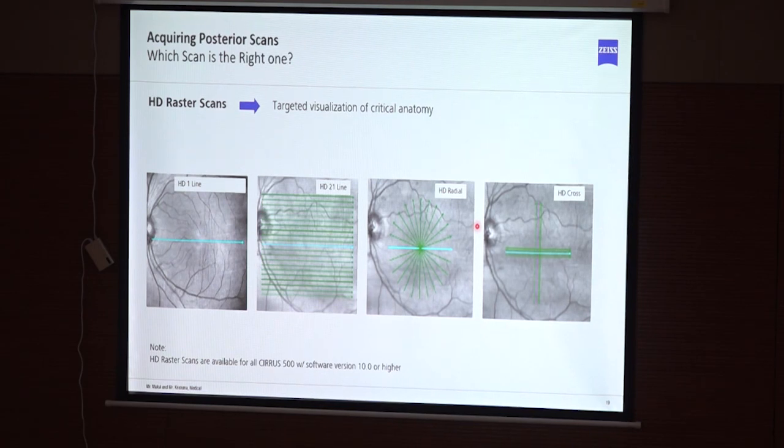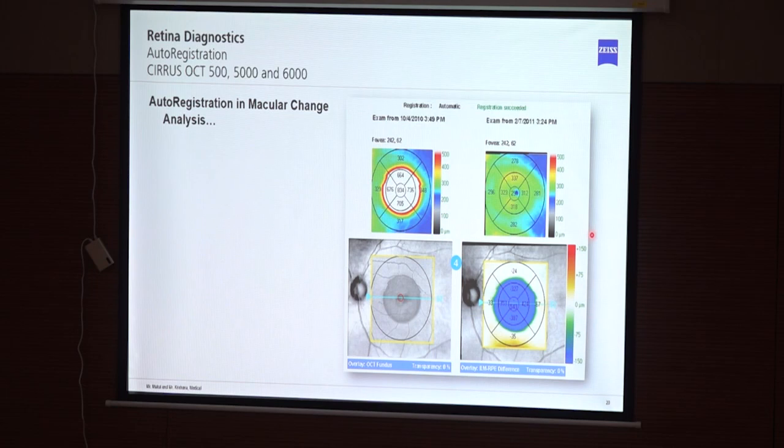If it is a case of macular hole or laminar hole, the HD radial will show you better results. Then HD cross. HD cross will cover both horizontal and vertical scans, so you will see the depth of any hypo and hyperreflective surfaces. Then the most advanced feature is the macular change analysis.